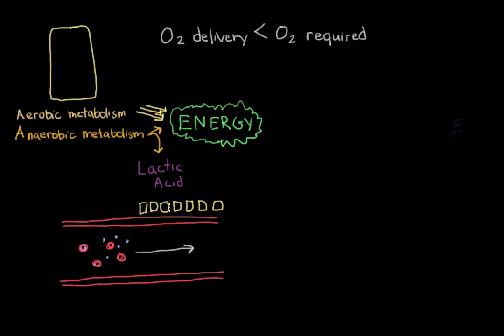Now remember, in shock, the issue is tissue perfusion. Tissues and cells are not getting enough oxygen. They're not getting enough blood that they need for oxygenation. And without this oxygen, they can't create the energy necessary to sustain life. So in shock, these cells are desperate for oxygen. Now there are two scenarios that we can see in shock.